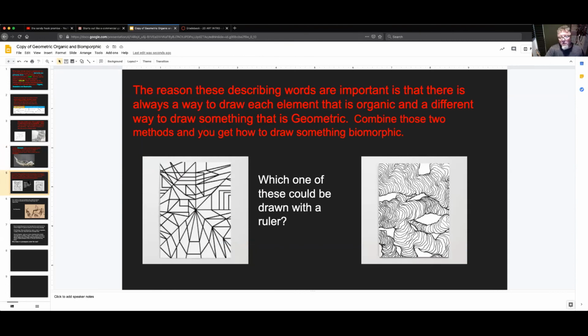The reason these describing words are important is that there is a way to draw each element that is organic and a different way to draw something that is geometric. Combine those 2 methods and that's how you get to draw something that is biomorphic. Which one of these pictures could be drawn with a ruler? Which one could not? The one that could not is organic. The one that could, geometric. And one of them would be much harder to draw.